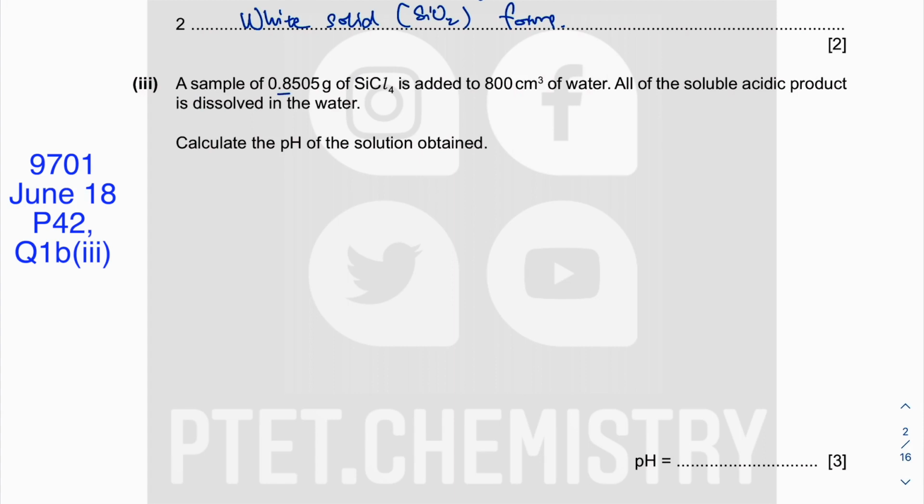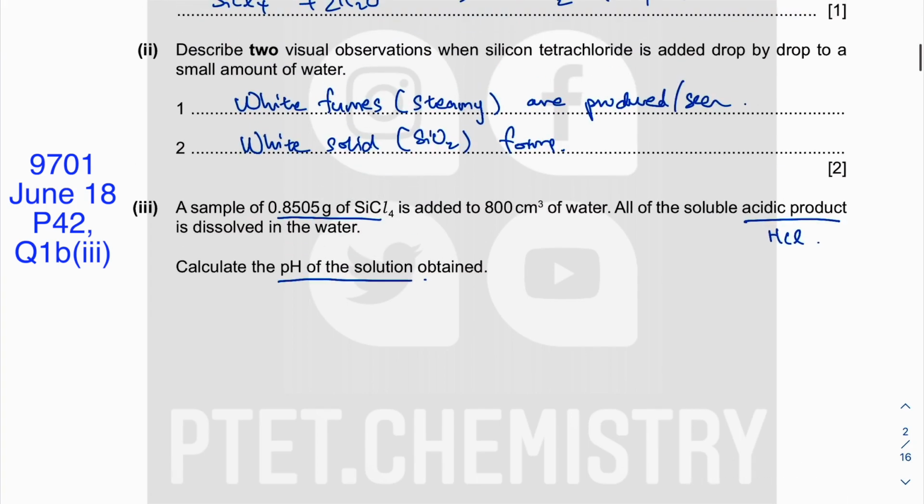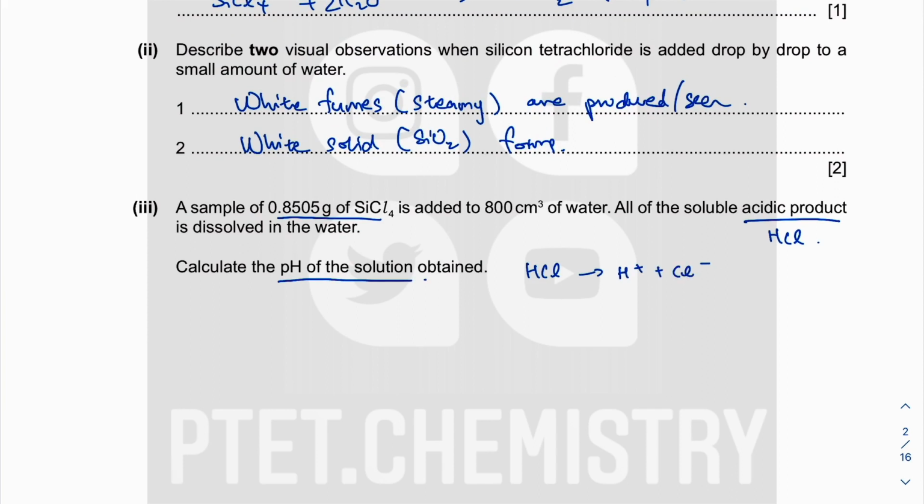Now you have that much SiCl4 and all the soluble acidic product, which is HCl. You want the pH of the solution. So we know it's HCl going to H plus and Cl minus. Alright, so we need the concentration of H plus, which is 1 to 1 there. So therefore the concentration of HCl is equal to the concentration of H plus. So we need the concentration of HCl.